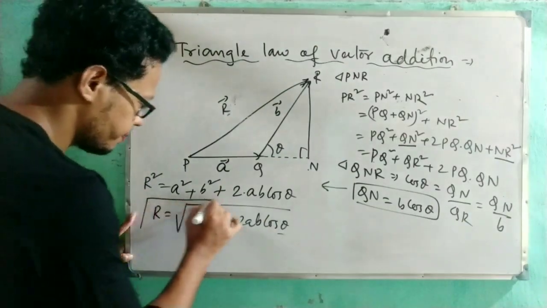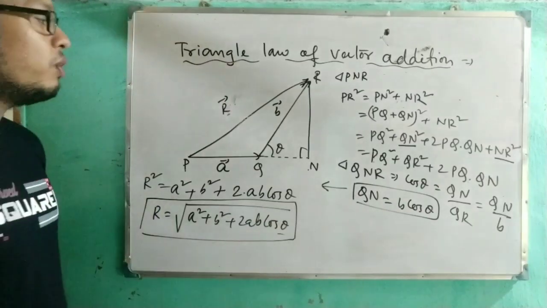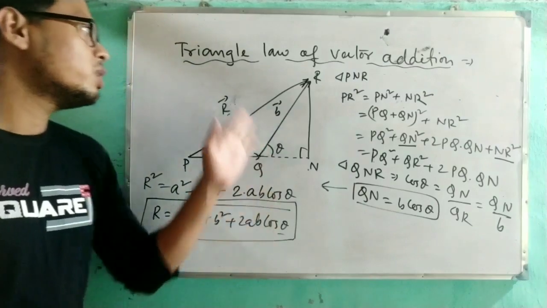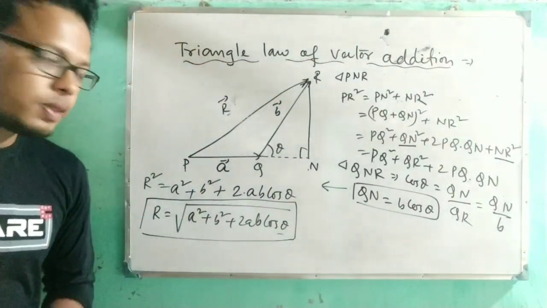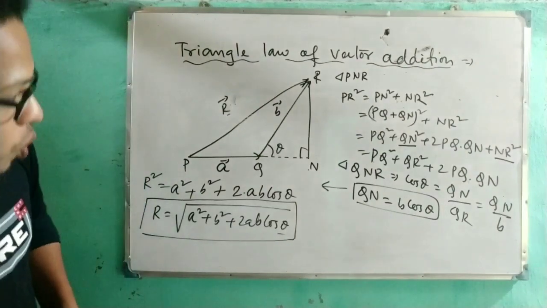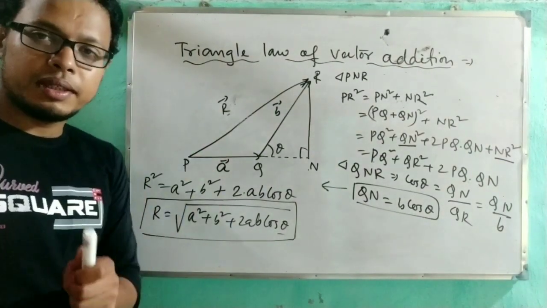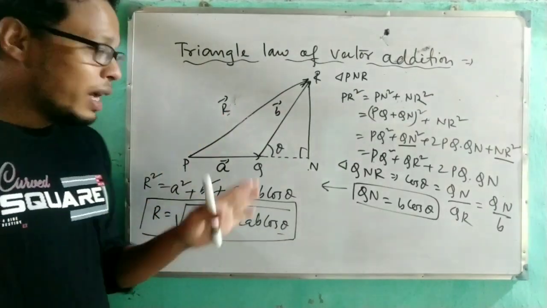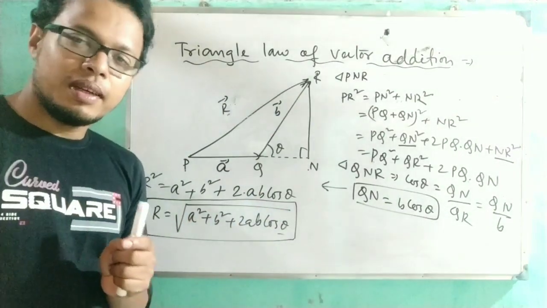Okay, this is how we can find out the magnitude of the resultant vector. That's why you have to study the triangle law of vector addition and the parallelogram law also. Now, see, this R is a vector quantity obviously. This vector quantity has a magnitude and a direction. This magnitude we got, but what about the direction?